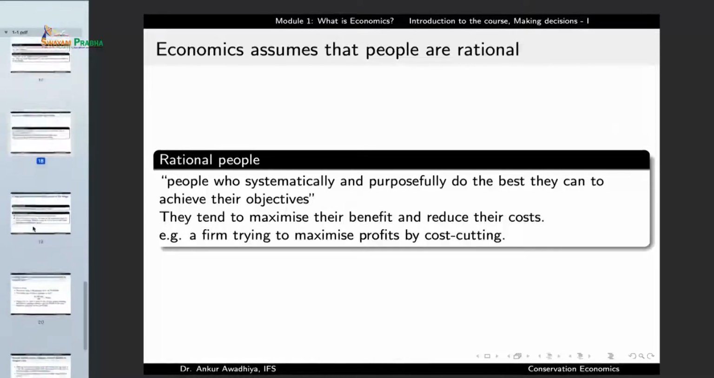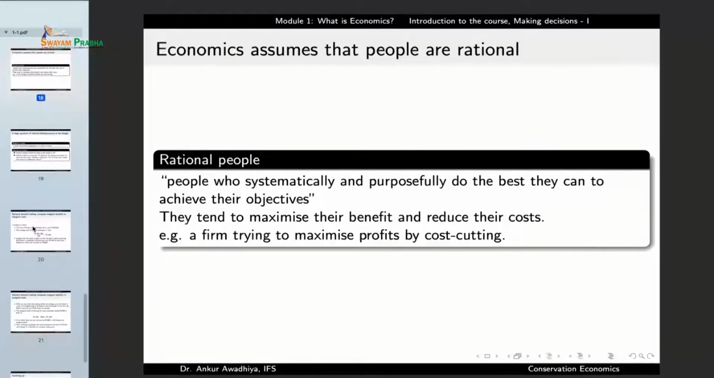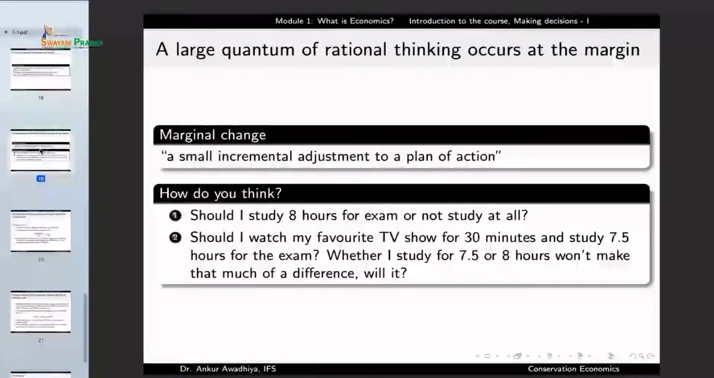And when we talk about economics, we assume that people are rational. Rational people are those people who systematically and purposefully do the best they can to achieve their objectives. That is, a rational person is trying to get all the information that he or she can, trying to process it in such a manner that they maximize their welfare and reduce their cost. So when a firm is doing profit maximization, we say that the firm is a rational firm. And in this context, a large quantum of rational thinking occurs at the margin.